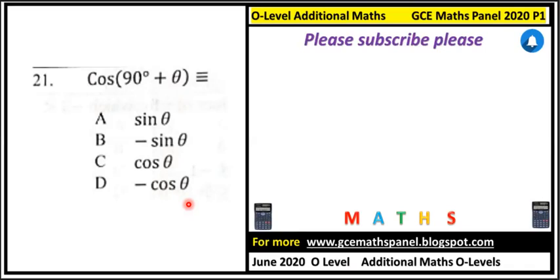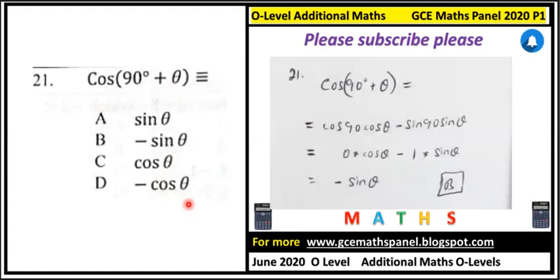21. Cos of 90 degrees plus theta is identical to... you can decide to expand, and when you expand, you will have cos 90 cos theta minus sin 90 sin theta. But cos 90 is 0 and sin 90 is 1. So that leaves us minus sin theta, and the key here is B.